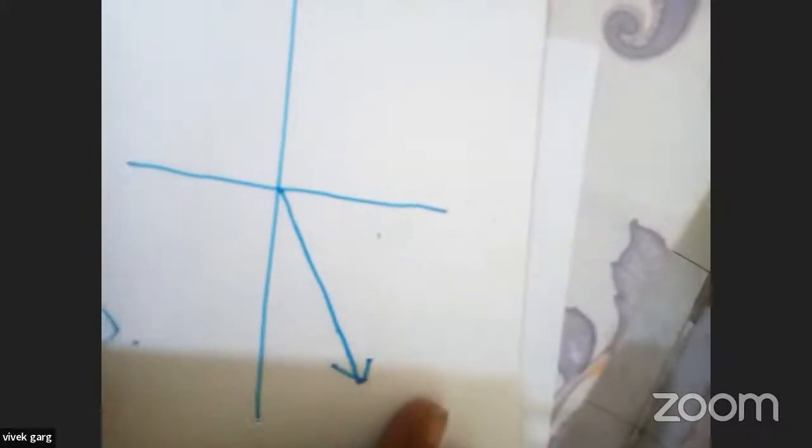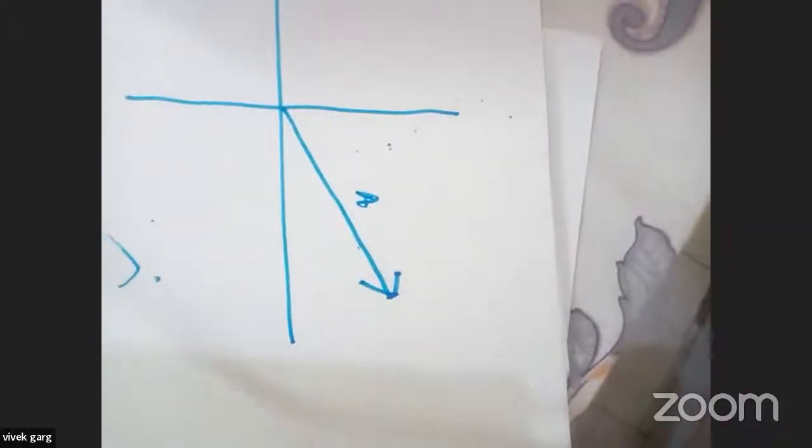Now let's come to the main part of the topic, vectors. So what is a vector? A vector is a quantity having a magnitude and a direction. So what is a direction? How do I represent direction?